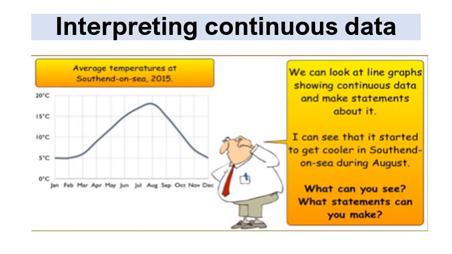Here is a line graph showing us continuous data. And we're going to make some statements about what we see. The information is about the average temperatures at Southend-on-Sea. What statements can you make? The character on the screen has noticed that it started to get cooler in Southend-on-Sea during August. So if you look at August, you can see the line is beginning to decline. It's going down.